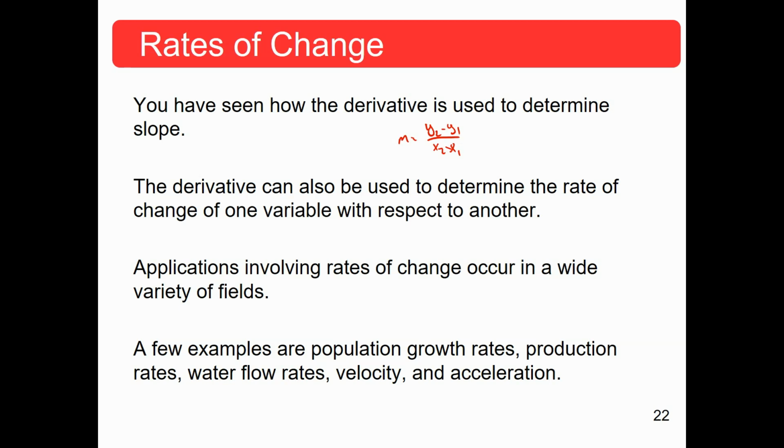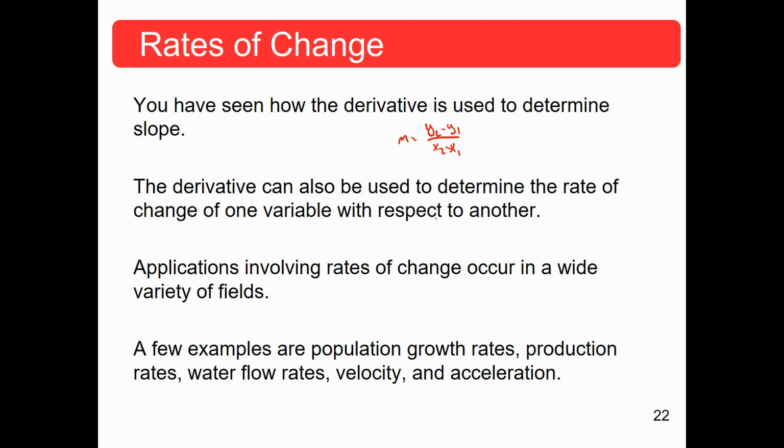Now this video is going to be on rates of change. Now we've seen how the derivative is used to determine slope, right? M equals y2 minus y1 over x2 minus x1. We've also seen how the derivative can be used to determine the rate of change of one variable with respect to another. Now, what do I mean here?